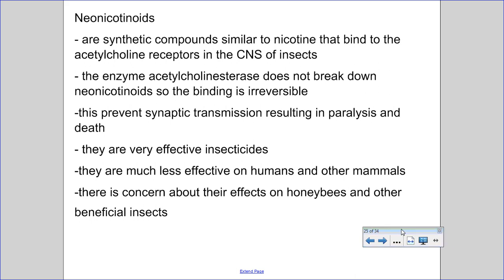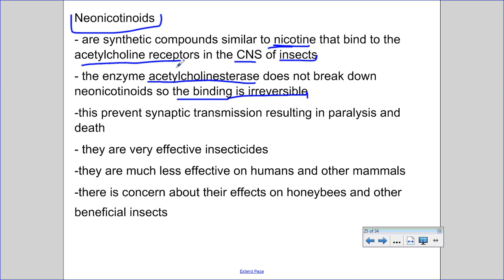Now there are compounds that can prevent synaptic transmission from occurring. There is a certain category of insecticides referred to as neonicotinoids, which are synthetic compounds that are similar in structure to nicotine, that will bind to acetylcholine receptors in the central nervous system of insects. So neonicotinoids will be specific for those acetylcholine receptors in insects. The enzyme within those insects, acetylcholinesterase, their version of it, will not break down the neonicotinoids, and so the binding becomes irreversible.